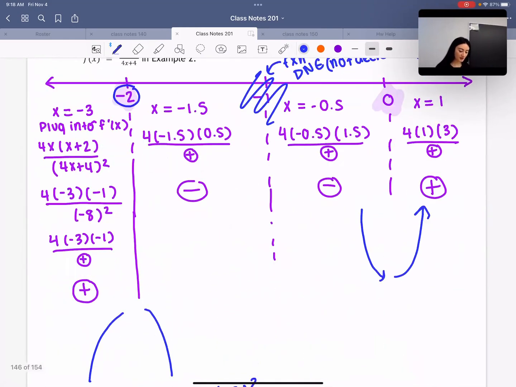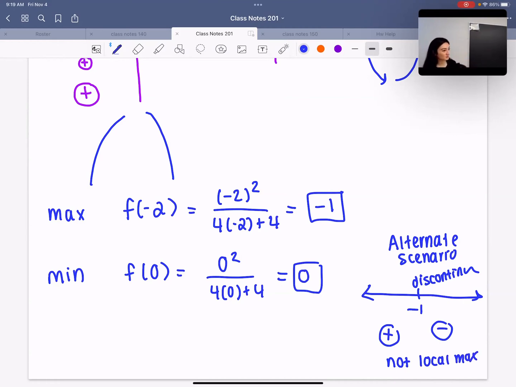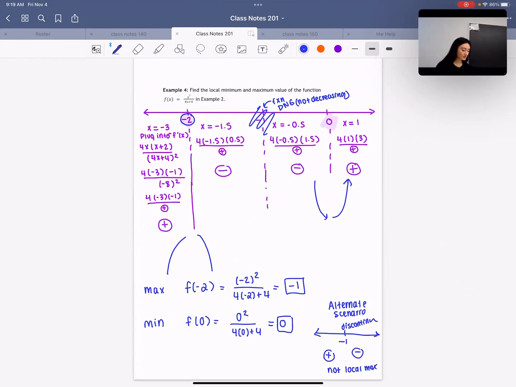Okay, and I had my -2 and 0, but at -1, I still had a discontinuity, which means my function doesn't exist there, okay? If my derivative went from positive to negative here, would this be a local min, or sorry, a local max? No, right? Because discontinuities don't count as critical numbers. So even if this happened, which it could happen, this would not be a local max. Local maxes and mins only happen at critical numbers. All right, any questions on example 4?